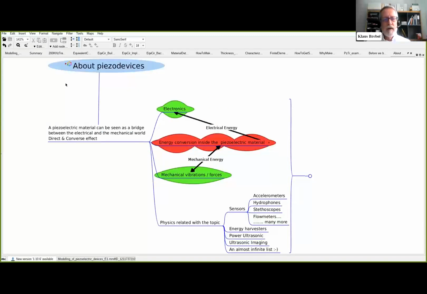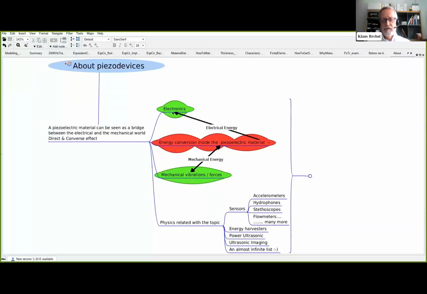And about piezo devices, a piezoelectric material, I see it as a bridge between the electrical and the mechanical world. We have the direct and the converse effect. That is, if you can imagine here, we have the red piezoelectric material, and then we have some electrodes, and we have a couple of wires going to our electronics, and similarly, we have a mechanical connection to the mechanical world outside. And then through these connections, we have energy flowing, and it can either flow from the mechanical side to the electric side or vice versa. And the conversion of energy takes place inside our material.